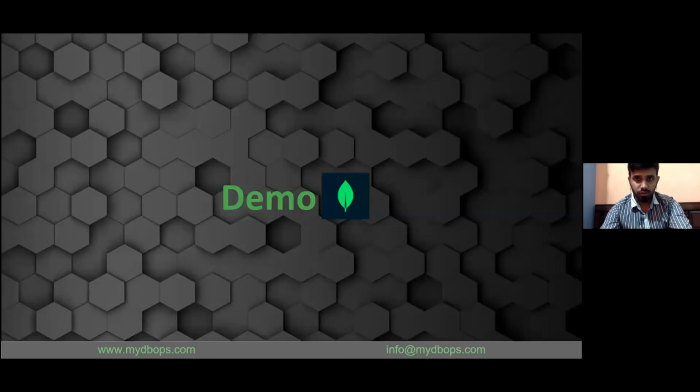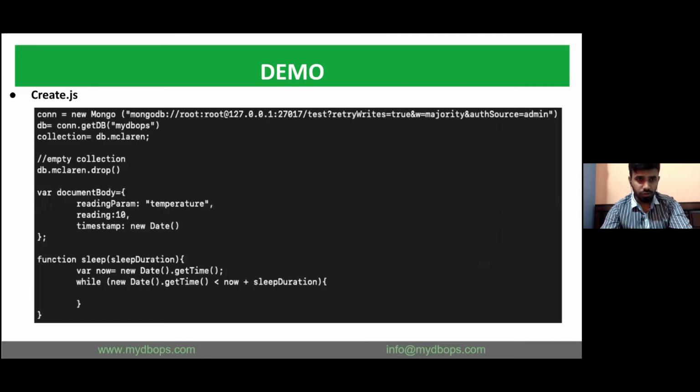So here is the demo. Here are the scripts. This particular script, create.js, is for inserting documents. As you can see, I'm using a connection string, and I am connecting to Mydbops and a collection called McLaren. I'm just dropping this collection to have no data in it. This is only applicable for demo purposes and not in production.